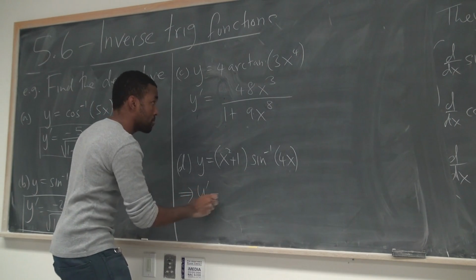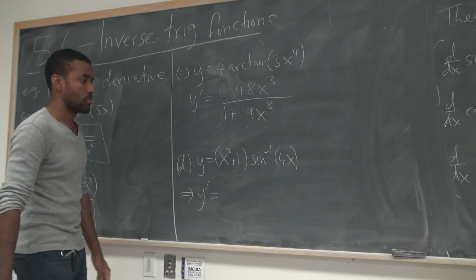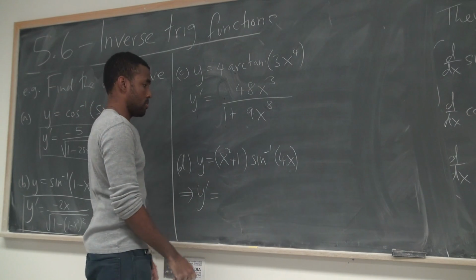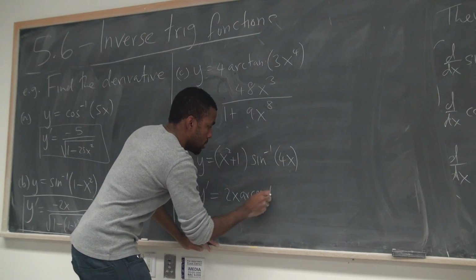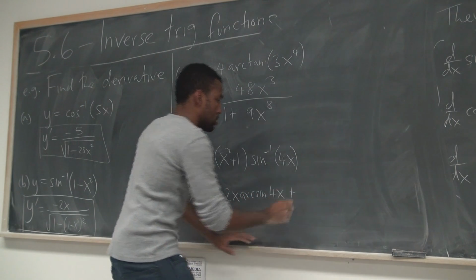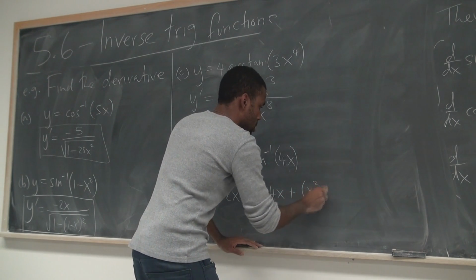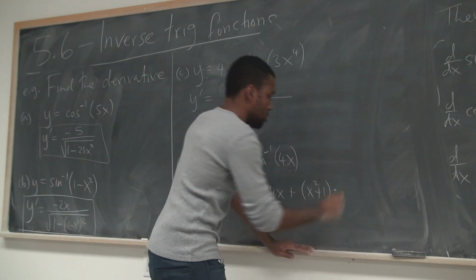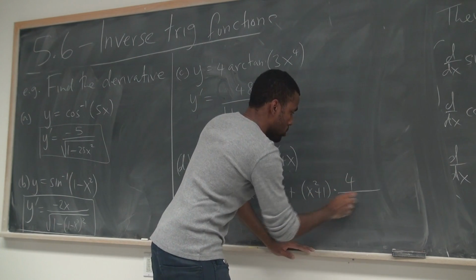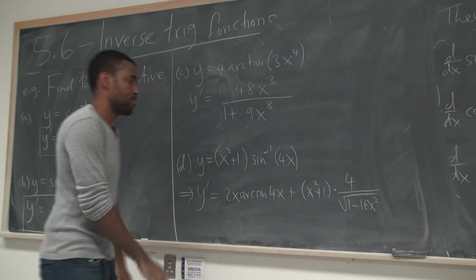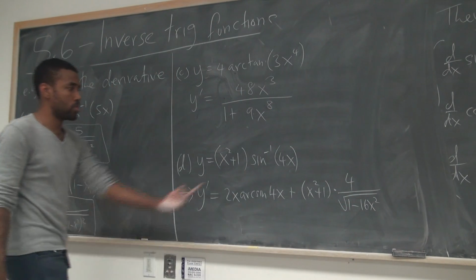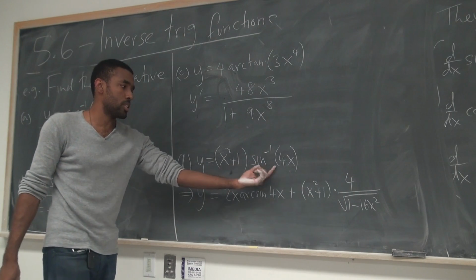Y prime: 2x arcsine of 4x plus 4 over the square root of 1 minus 16x squared, times x squared plus 1. Just do the product rule. Differentiate this, leave that alone. Then you differentiate this, leave that alone.